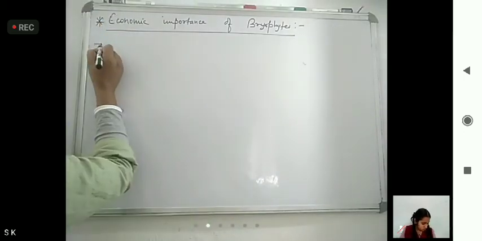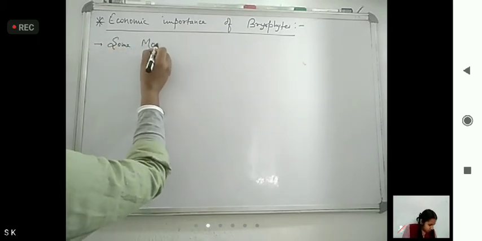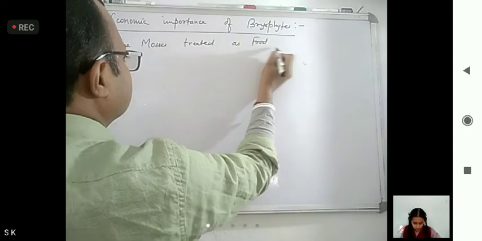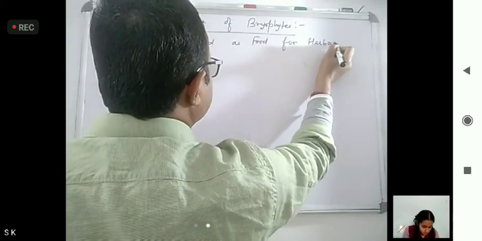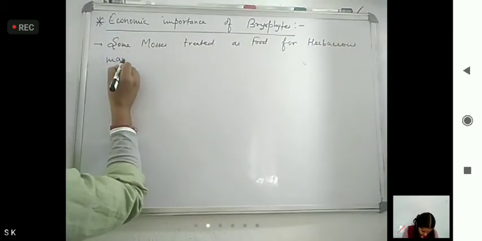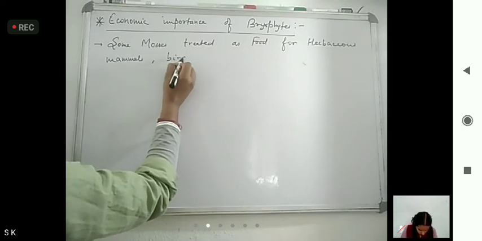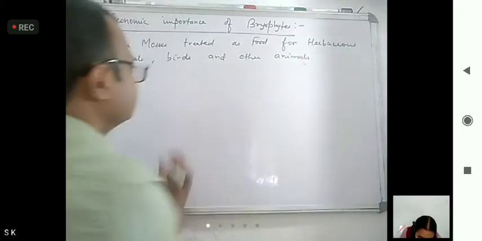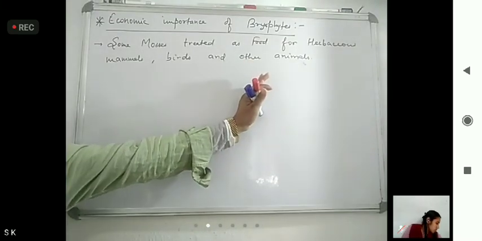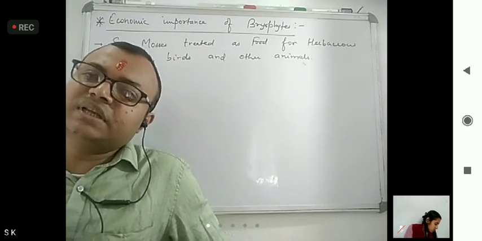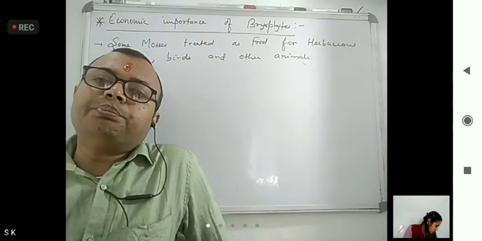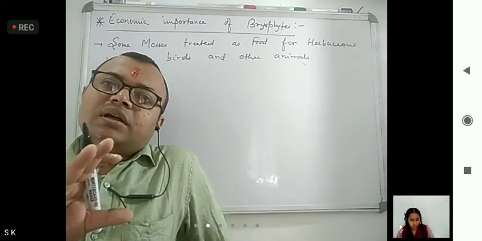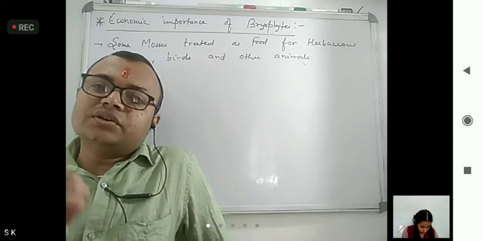So what is first important: some mosses are treated as food for herbaceous mammals, birds and other animals. Especially sphagnum forms peat. Peat is the dead older parts of sphagnum which, after thousands of years, form a layered structure, and that is used as fuel and fodder.